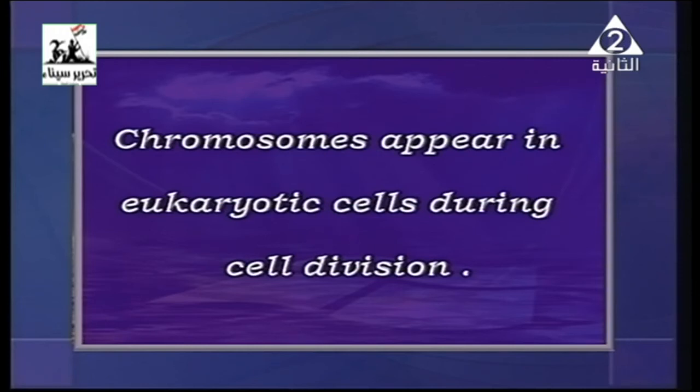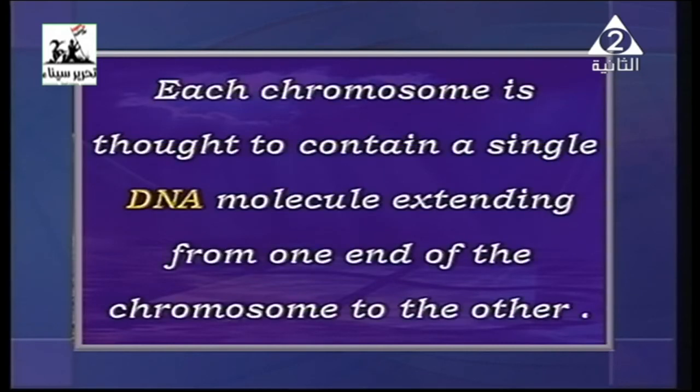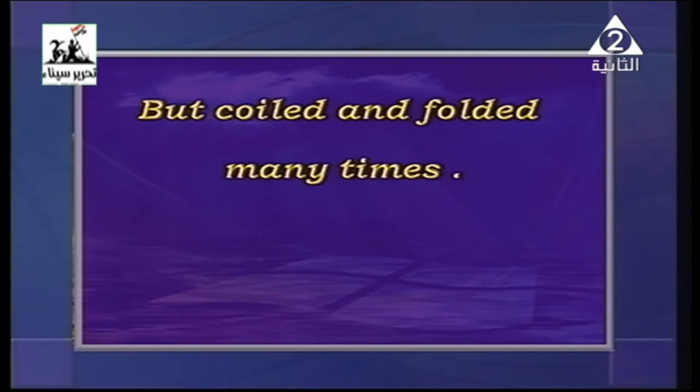The condensation, the intensifying of the genetic material, appears in X shapes or crosses of chromosomes, in the form of chromosomes during what? During cell division. Each chromosome is thought to contain a single DNA molecule extending from one end of the chromosome to the other end, but coiled and folded many times.